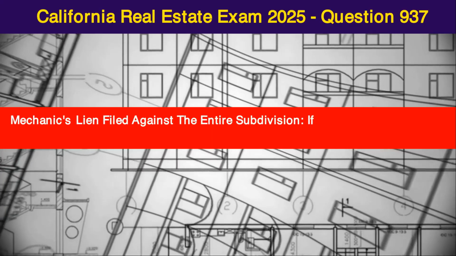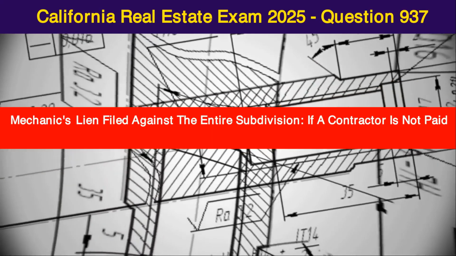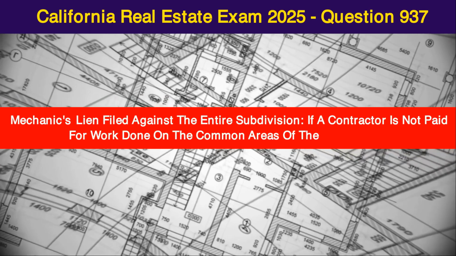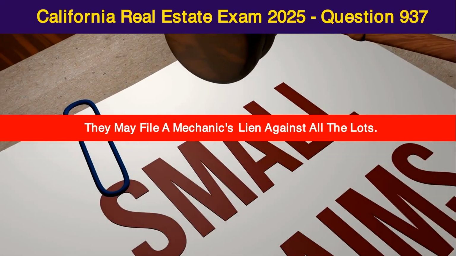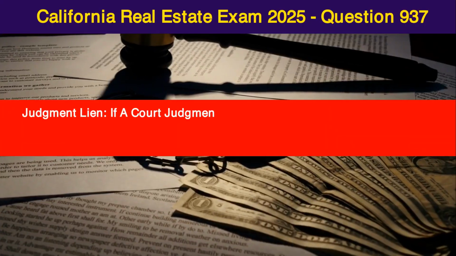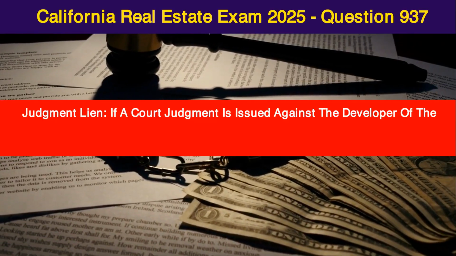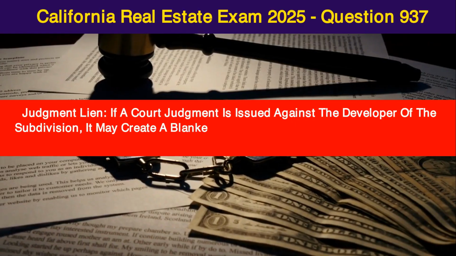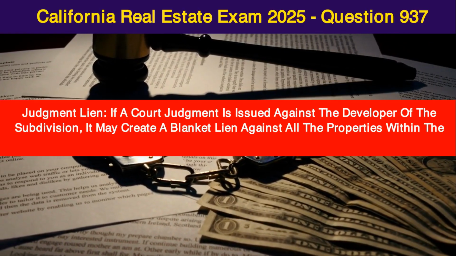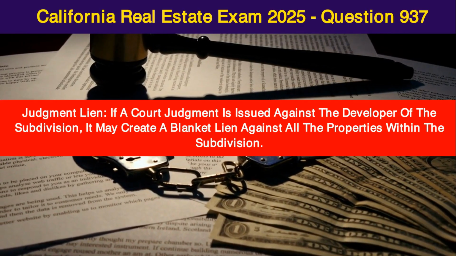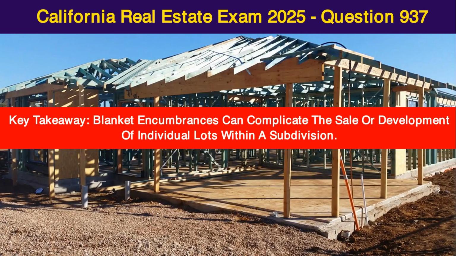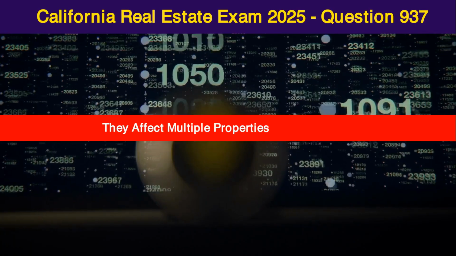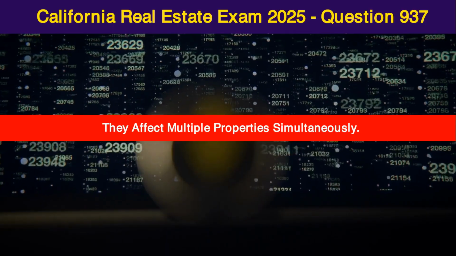Mechanics lien filed against the entire subdivision: if a contractor is not paid for work done on the common areas of the subdivision, they may file a mechanics lien against all the lots. Judgment lien: if a court judgment is issued against the developer of the subdivision, it may create a blanket lien against all the properties within the subdivision. Key takeaway: blanket encumbrances can complicate the sale or development of individual lots within a subdivision. They affect multiple properties simultaneously.